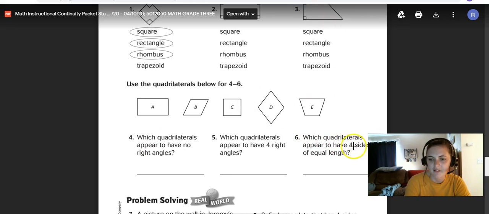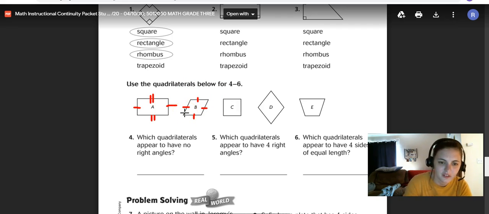Which quadrilaterals appear to have 4 sides of equal length? So that means this side has to match that side. Okay, it does. This side matches this side. Okay, but does this side match this side? No, this one's smaller than that side. So A is not going to have 4 sides of equal length. That means all of these sides have to match each other. Let's look at B. So this side matches that side, and that side matches that side. Okay, so far so good. Now we have to think, does this side match this side?